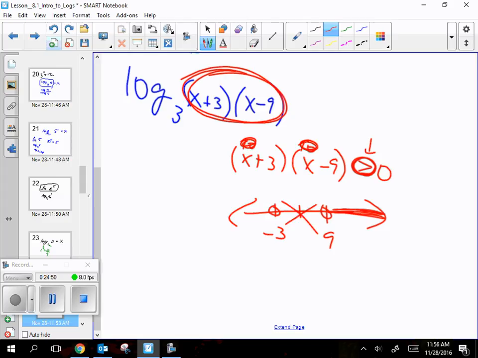Probably works out here. A big negative number makes them both negative. That makes it negative times a negative makes positive is bigger than 0. It works. So there we go. So there's my intervals, negative infinity to negative 3, union with 9 to infinity. That's the domain of that one. All right, I've taught you everything that you need to know. Now let's look at your homework together.